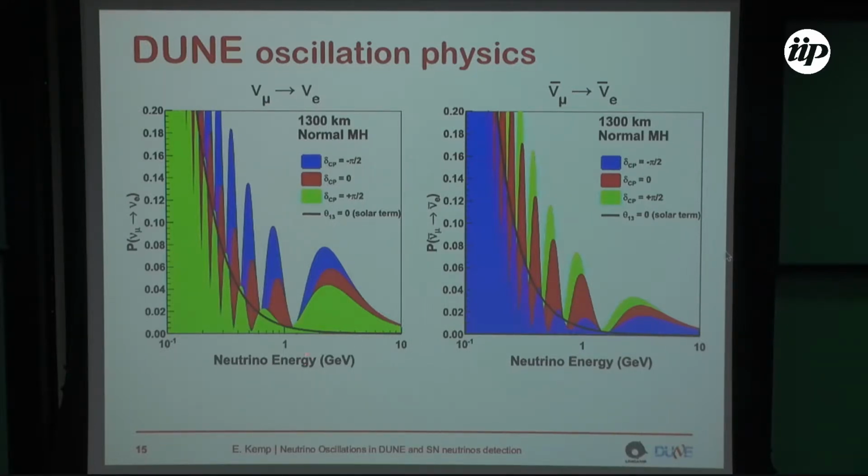So DUNE will cover this range of energy between 1 and 10 GeV. I'll show you the spectrum of the neutrinos produced at the Fermilab beam. The expectation is to measure one full oscillation length at the far detector to observe these structures here.